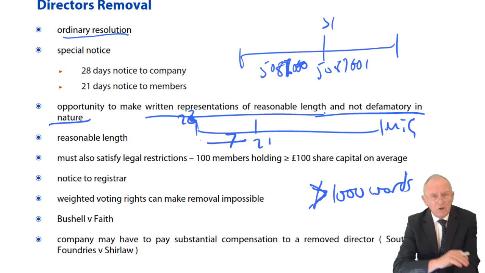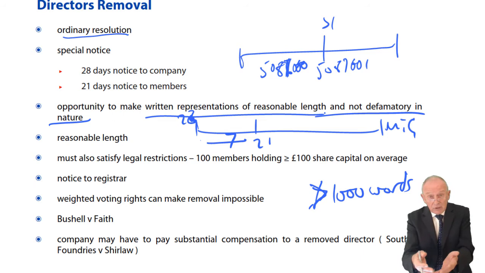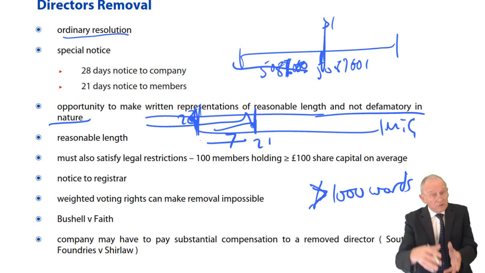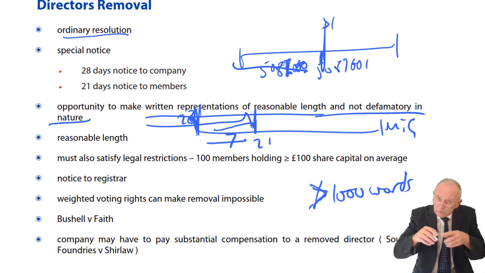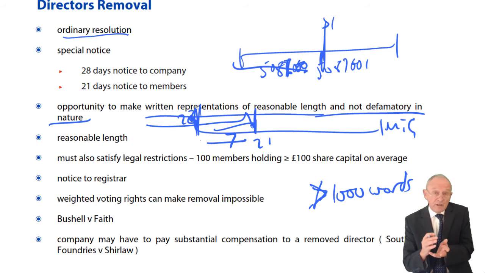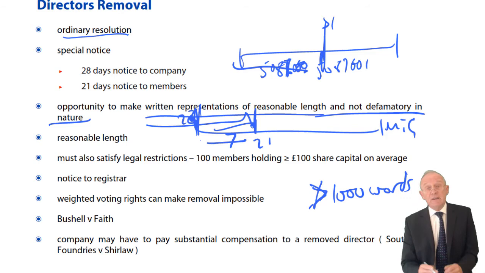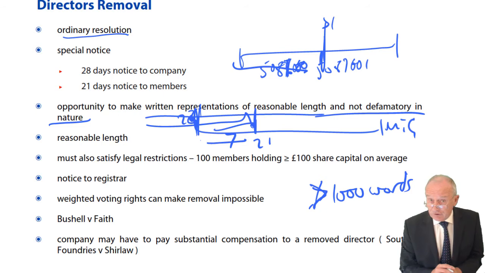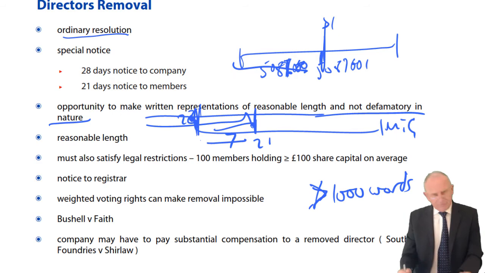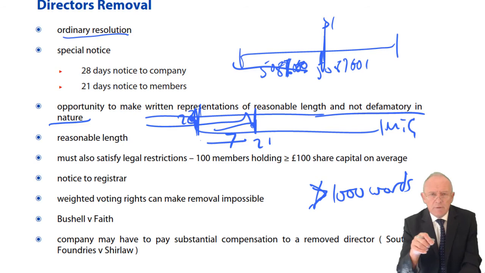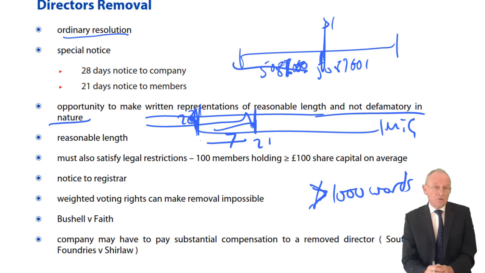And the director submits these to the company within that 7 day period. And so long as they're not defamatory, then the company will circulate these written representations at the same time as the notice of the meeting is sent out. If they are defamatory in nature, the company may apply to the court and say, do we really have to send these out? Would you not agree that these are just a little bit defamatory? And the court may say, yes, they are. So they may be excused from circulating these written representations.